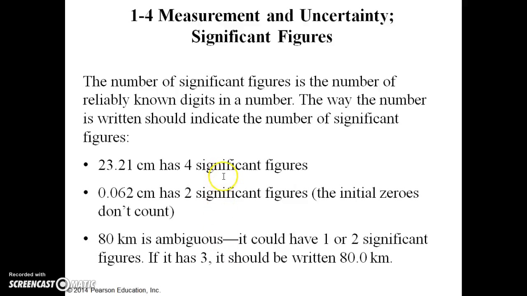The next topic that's important to understand is significant figures. Now you may have already been exposed to significant figures if you've taken chemistry, so this may be a review for some of you. Significant figures are the reliable digits of a number. In the first example here, there are 4 reliable digits, so the number of significant figures would be 4.